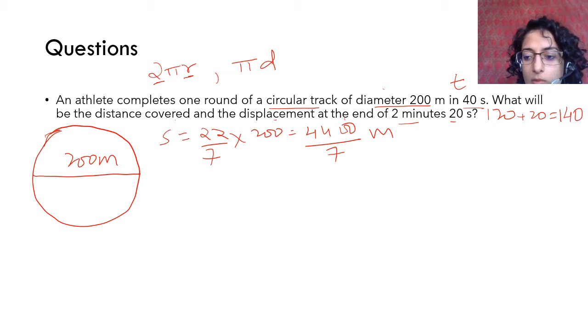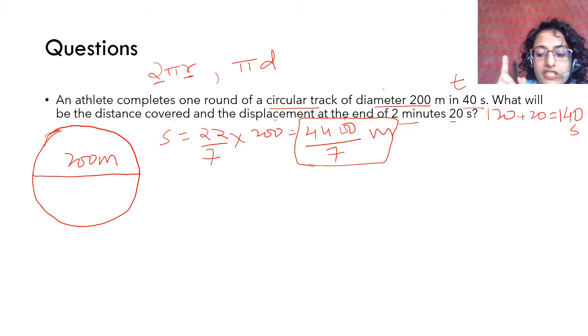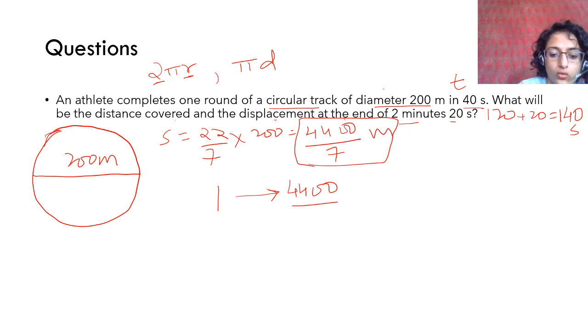They want to know how much distance he will cover in 140 seconds. So this is the distance which is covered in one round, which is covered in 40 seconds. You can use simple unitary method. You can say that if one round is covered in 44, okay, no, sorry.